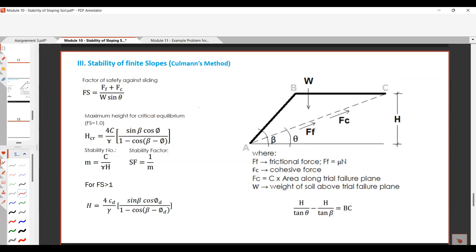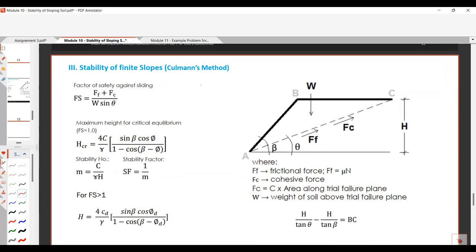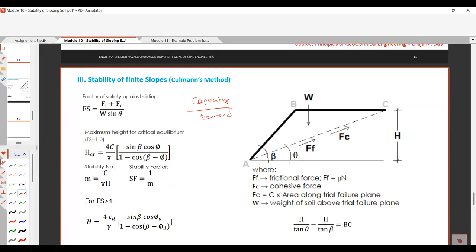So the same dun sa factor of safety kanina, that is the capacity divided by the demand. Okay, so what do you think is the capacity or the resistance to this failure? So di ba yung W na to, as you all know, kung ito ay theta, right, so therefore we can say that this one is W cosine theta, and this one is W sine theta, right? So therefore this W sine theta is the force that will act on the failure plane AC, and ito yung tutulak dun sa soil, tama? So therefore this will be your demand.